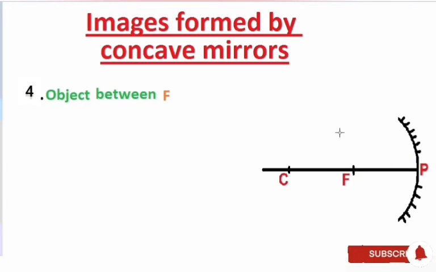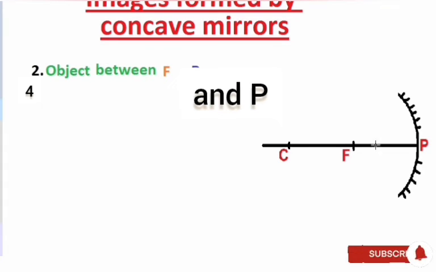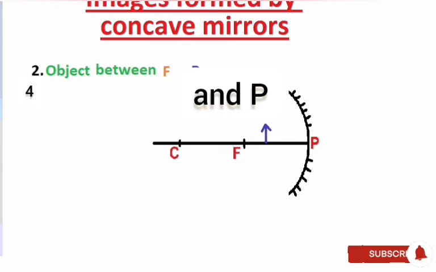Next, object placed between F and P. So when the object is placed between F and P, this is what we're going to get. I'm going to place the object here, and I will indicate with my directions. Let me move this a little bit this way, and then I will extend this to this other point.